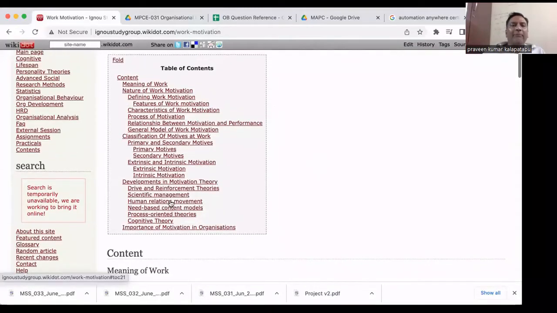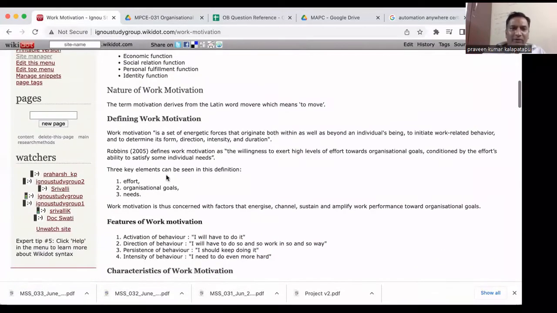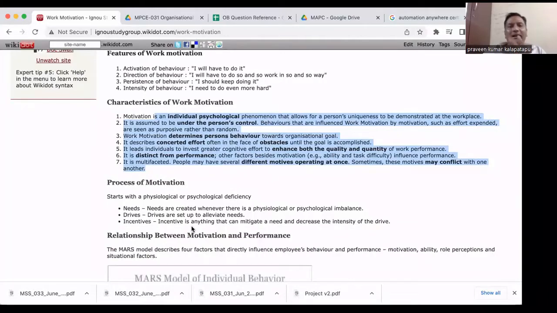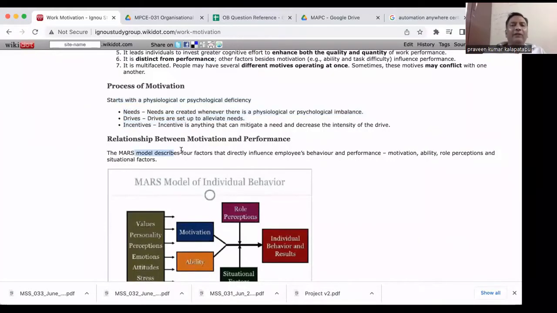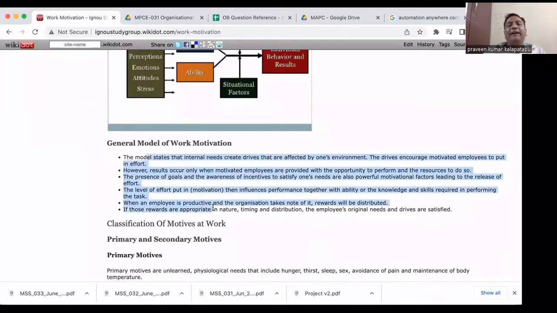Okay, so a quick recap of what we have learned until now. We talked about what is work. We talked about what is work motivation. We talked about features of work motivation. Basically, features are initiation, direction, persistence, and intensity towards it. And then we talked about characteristics of work motivation, right? So various things which are work motivation related aspects. And then we talked about process, and then we went to the relationship between motivation and performance, the Mars model, and we ended up with the general model of work motivation.